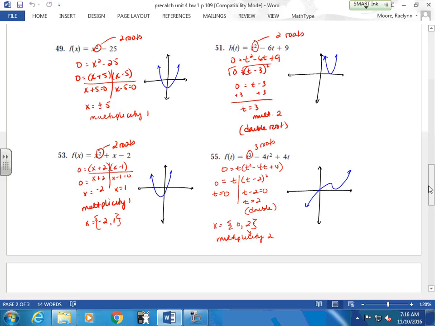Okay, so the first one. This one has 2 roots. X is equal to 5. X is equal to negative 5. Did either one repeat? Like, did it bounce off on either one? Nope, so a multiplicity of 1.